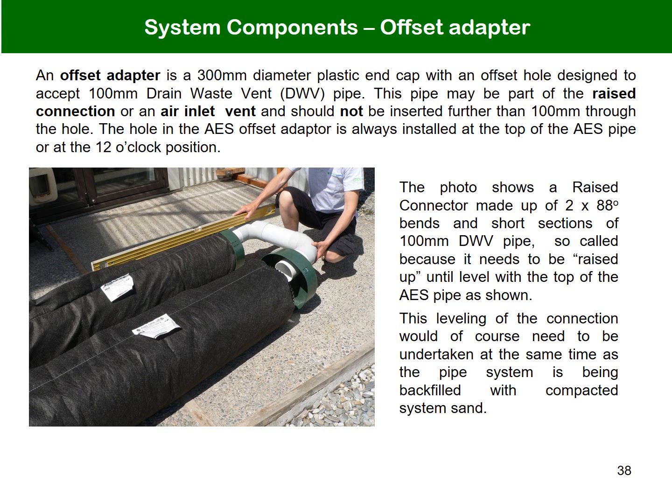An offset adapter is a 300mm diameter plastic end cap with an offset hole designed to accept 100mm drain waste vent DWV pipe. This pipe may be part of the raised connection or an air inlet vent and should not be inserted further than 100mm through the hole. The hole in the AES offset adapter is always installed at the top of the AES pipe, or at the 12 o'clock position. The photo shows a raised connector, so called because it needs to be raised up until the top edge of the pipe is level with the top of the AES pipes as shown.